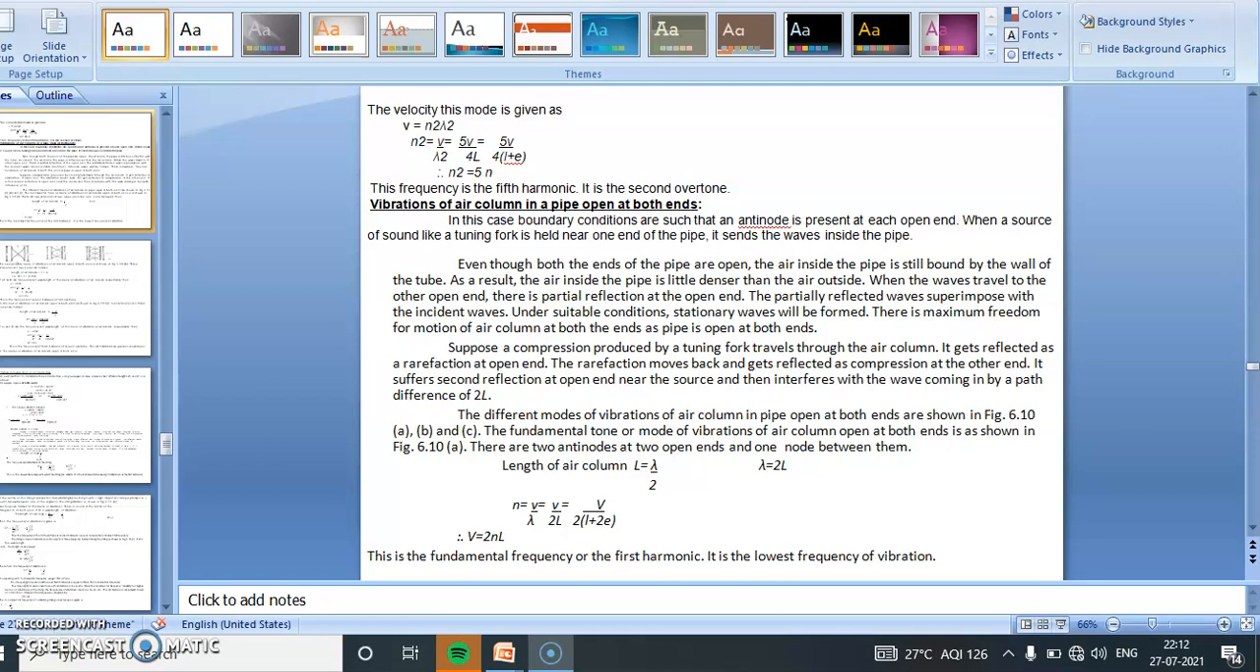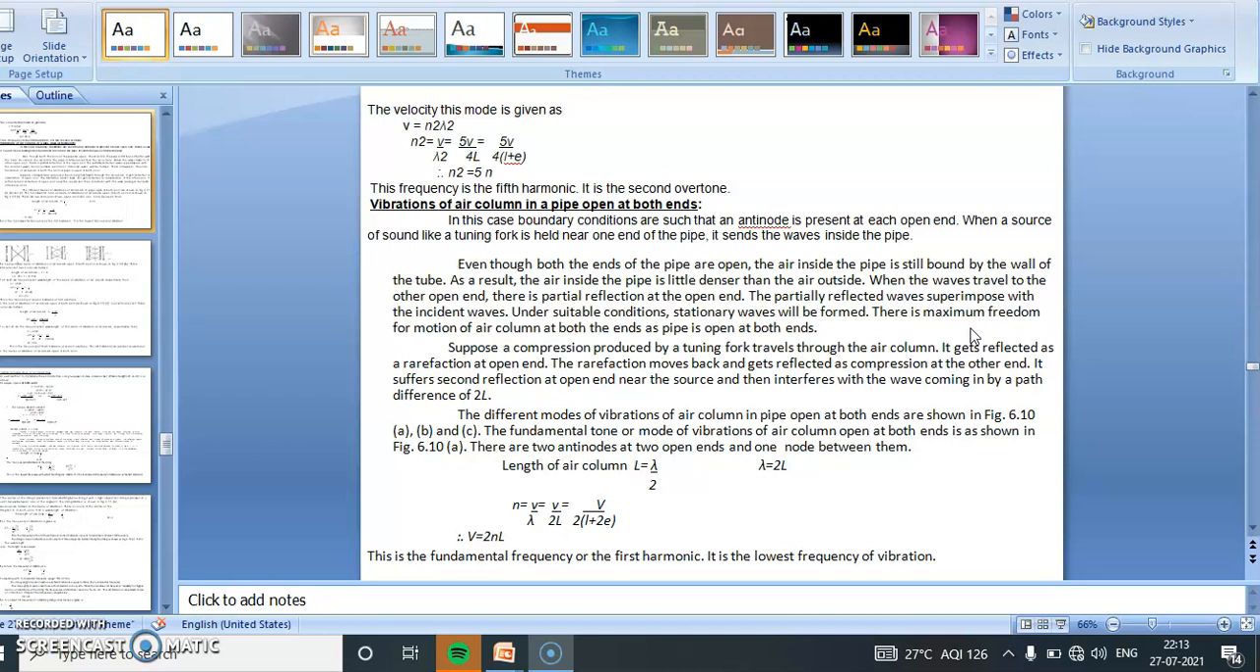Okay? Even though both the ends of the pipe are open, the air inside the pipe is still bound by the wall of the tube. As a result, the air inside the pipe is a little denser than the air outside. When the waves travel to the other open end, there is partial reflection at the open end. The partially reflected waves superimpose with the incident waves. Under suitable conditions, stationary waves will be formed.